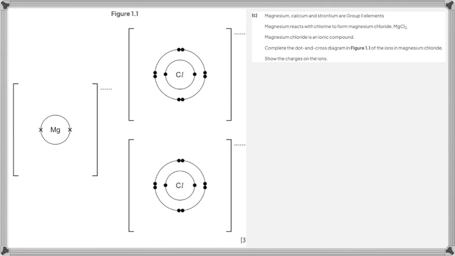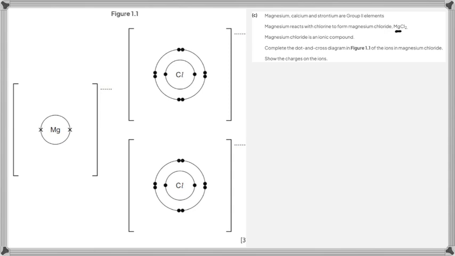Now for letter C, magnesium, calcium, strontium are in group 2 elements. Magnesium reacts with chlorine to form magnesium chloride. So, magnesium chloride, MgCl2. Magnesium chloride is an ionic compound. Complete the dot and cross diagram in figure 1.1 of the ions in magnesium chloride. Show the charges on the ions.